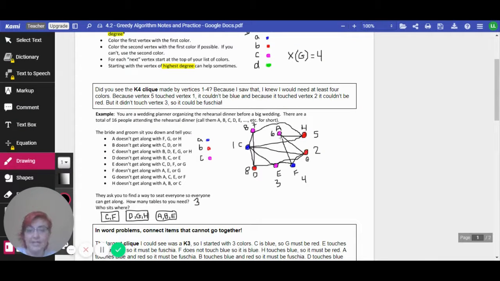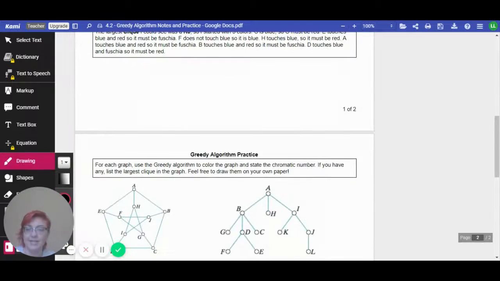Going through here, A does not get along with F or G or H, and so we connected them. And then we were able to color it in such a way that we found that we needed 3 tables. C and F had to be at one of them. D, G, and H had to be at one of them. And A, B, and E had to be at one of them. You can kind of look at that, maybe make one for yourself. And I started with 3 colors because I saw A, G, and F created a clique or a K3 complete graph. We're going to do some practice now.